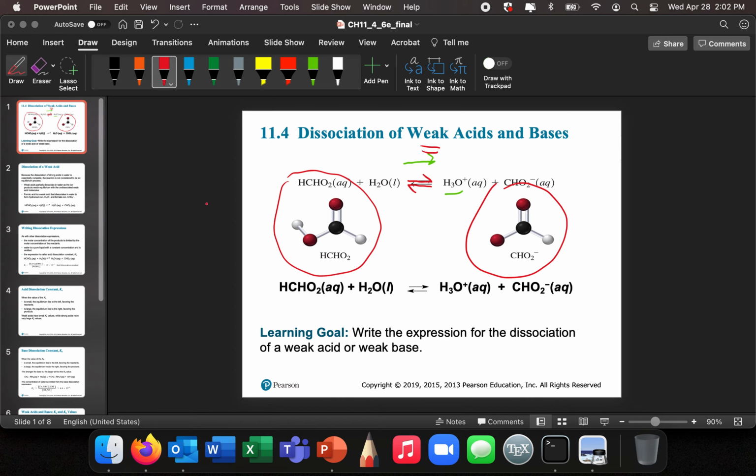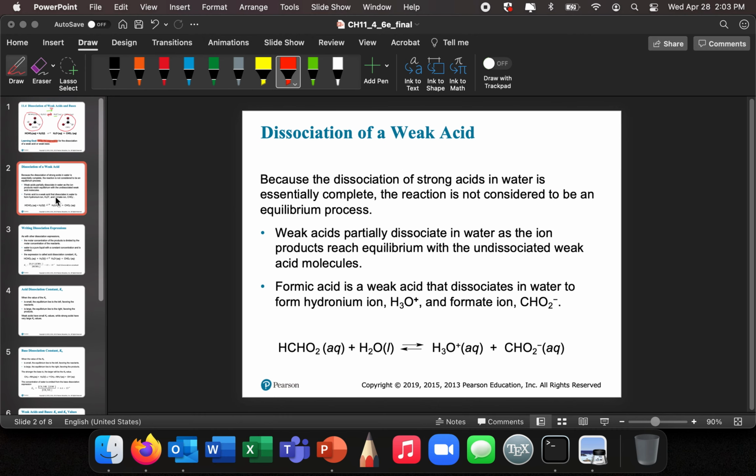All right, so our learning goal for this section is to write the expression which tells us how much it goes in one direction. How much, and we're going to do that by writing an expression for the dissociation of a weak acid or weak base. All right, so because the dissociation of strong acids in water is essentially complete, the reaction is not considered to be an equilibrium process. It is not equilibrium. However, weak acids partially dissociate in water, only partially, and therefore when they reach equilibrium, there are some molecules which are yet undissociated.